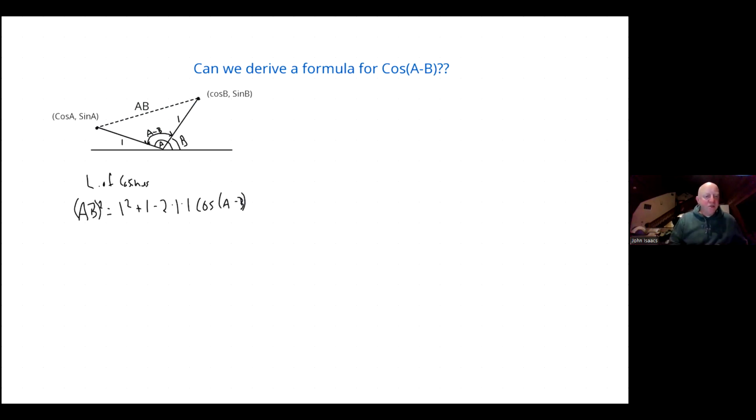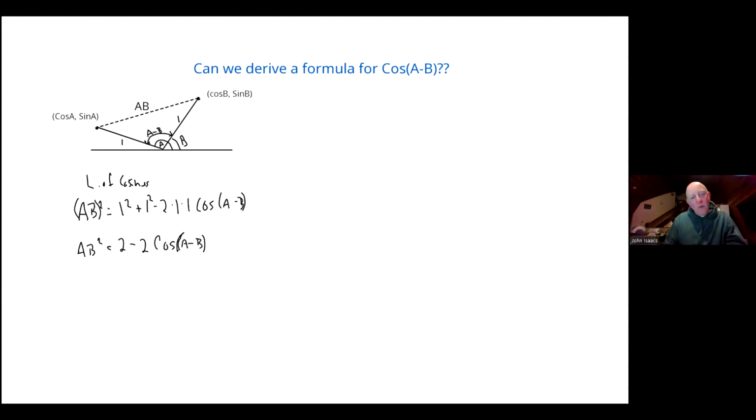We could simplify this to AB squared equals 1 squared plus 1 squared, which is 2, minus 2 times 1, which is just 2, times cosine of A minus B. All right, so that's using law of cosines.